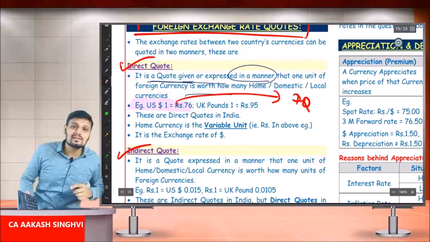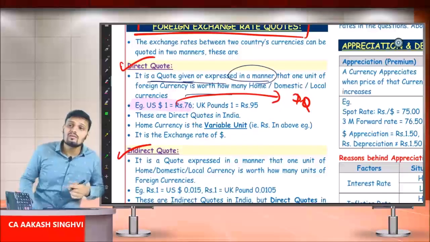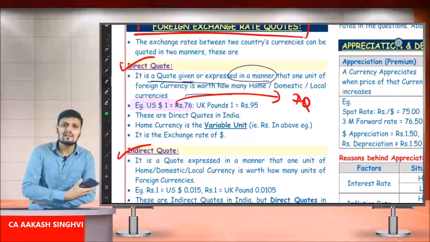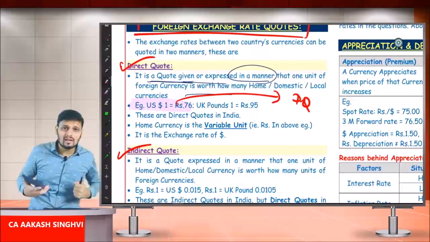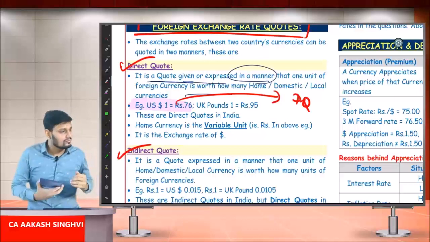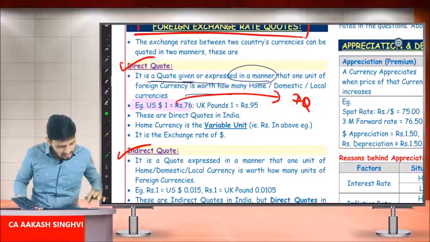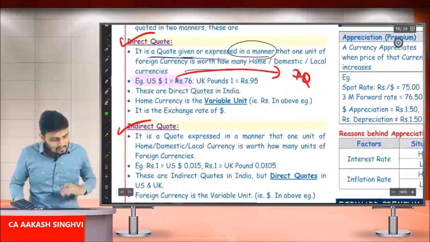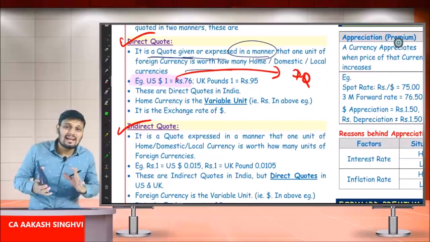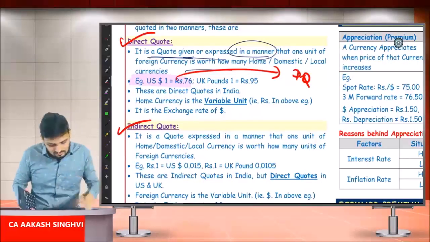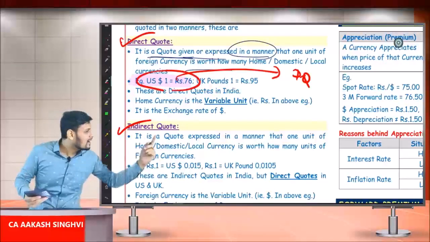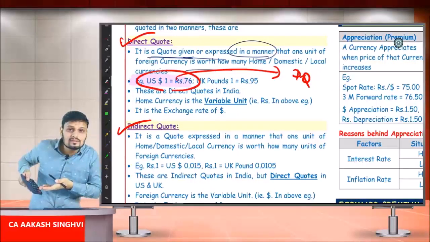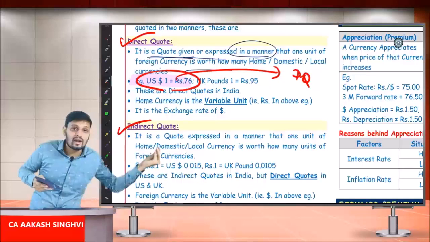But can I tell this is an indirect quote in USA? Why is it an indirect quote? Just imagine now, for US people, what are they having in hand? Dollar. This becomes an indirect quote for US. Why? For India, what are you doing here? For one product, how many rupees should I pay? I'm having rupees. So how many rupees should I pay for buying that product?